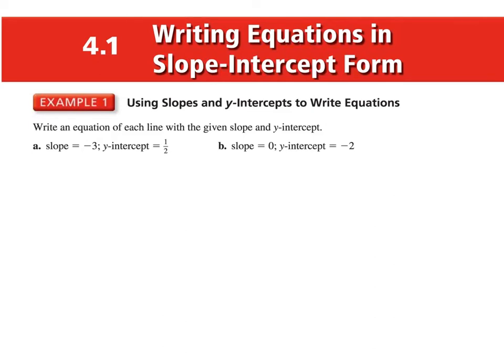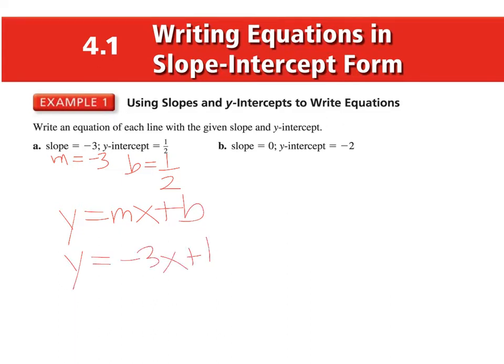All right, starting lesson 4.1. For the first example, they give us the slope and the y-intercept, and we simply need to write the equation. Slope is your m, so m equals -3, and the y-intercept is your b equals 1/2. Just plugging those into the general linear equation, we get y equals -3x plus 1/2. Done.